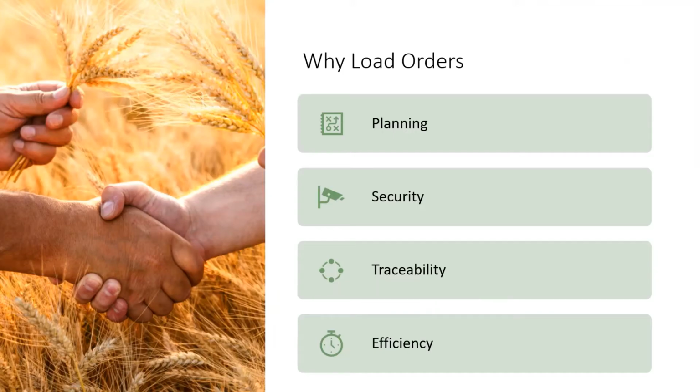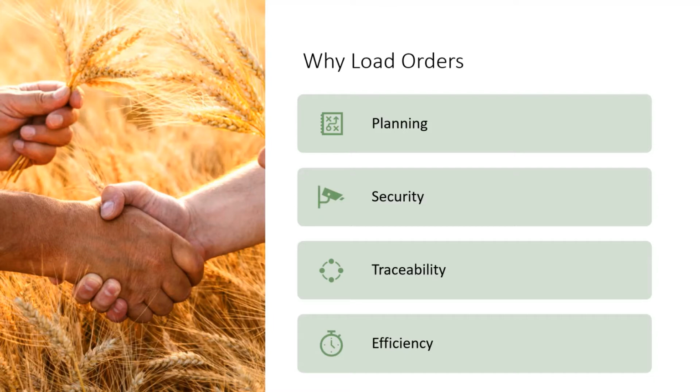Let's talk about load orders and what they are and why. So a load order is a method of planning, tracing, and efficiently processing outbound commodity transactions. So the way it works is you issue a load order to your customer. It's usually based on a contract. The load order is then shipped and then invoiced. And we'll get to that in just a minute.